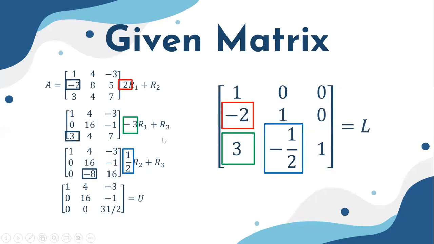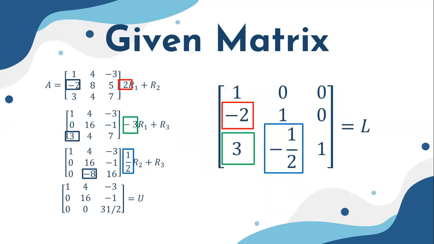Okay. Now that we have the U matrix, we will look for the L matrix. We can look for the L matrix by looking at the multiplier of each elementary row operation and then putting in the reverse of that multiplier into the template L matrix at the corresponding location for each operation.